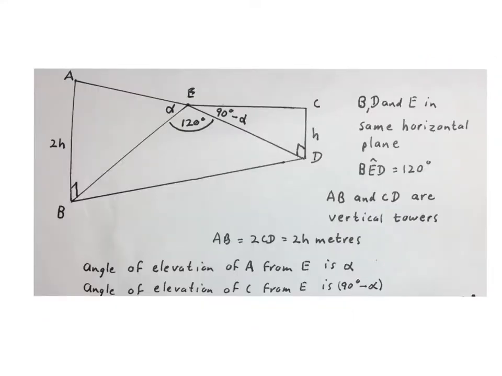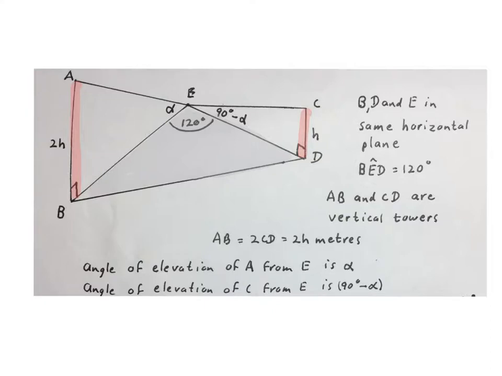Firstly, we look at the information that was given to us about the sketch. It says on the side here, B, D, and E are in the same horizontal plane. Usually, we color it in lightly with our pencil just to let it stand out as the piece on the ground. Then they said angle BED is 120 degrees, written in for us. Then they said AB and CD are vertical towers. That means they stand perpendicular to the ground.